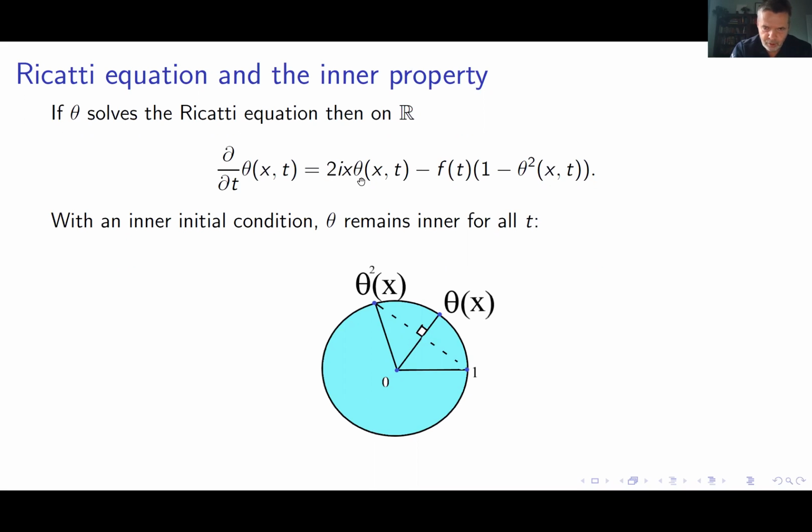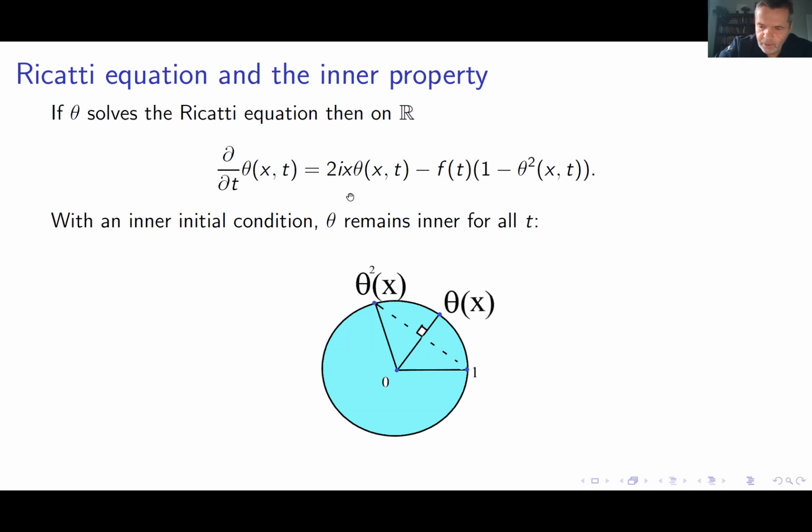The first term is orthogonal to the value of theta because x is real and then we multiply by i. Notice that the second term is also orthogonal to the value of theta, and here is a quick illustration to show it. So what we have here in parentheses, 1 minus theta squared, is this vector, and it's orthogonal to theta. And f is real, so it stays orthogonal to theta. So the whole right-hand side stays orthogonal to theta. So the direction of change of theta is orthogonal to the value of theta at every point x, which means that it will stay unimodular if the initial condition was inner.